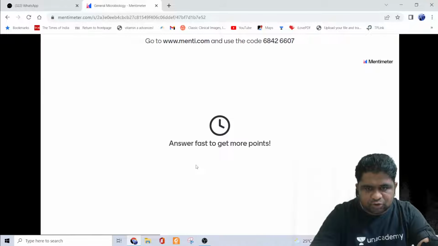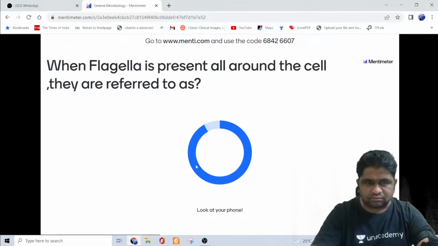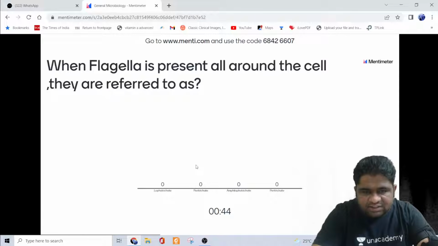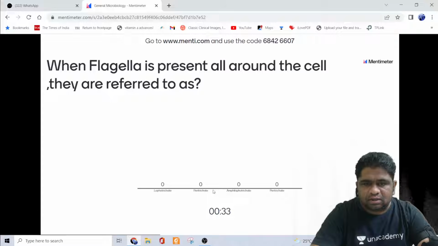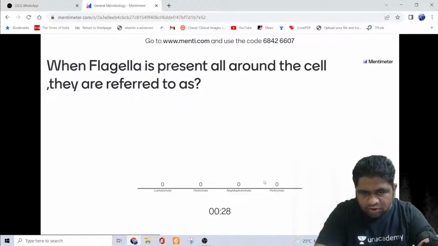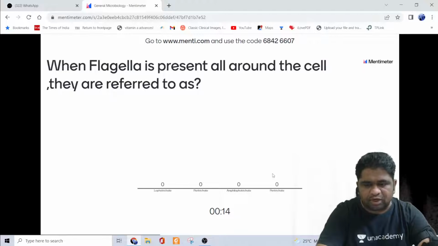Answer fast to get more points. When flagella are present all around the cell, they are referred to as what? Is it lophotrichate? Is it peritrichate? Is it amphitrichate? Oh God, okay. I made a small mistake, please forgive me. Option B and option D are one and the same. For option B, I intended to write atrichate, but by mistake I put peritrichate for both B and D. Just give me your answer, please don't worry about the results.